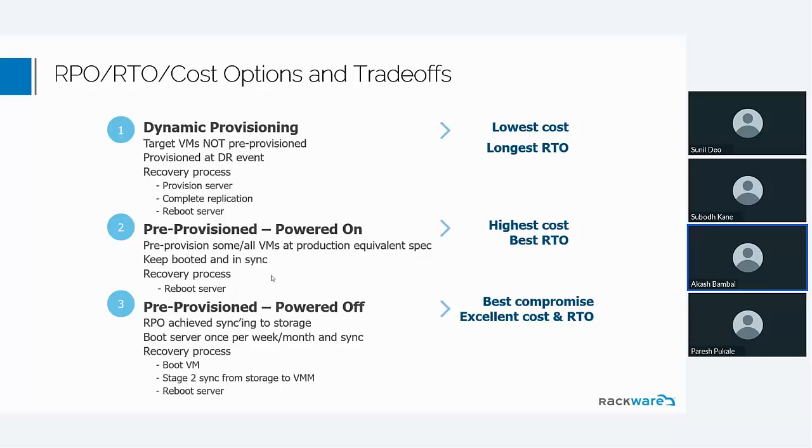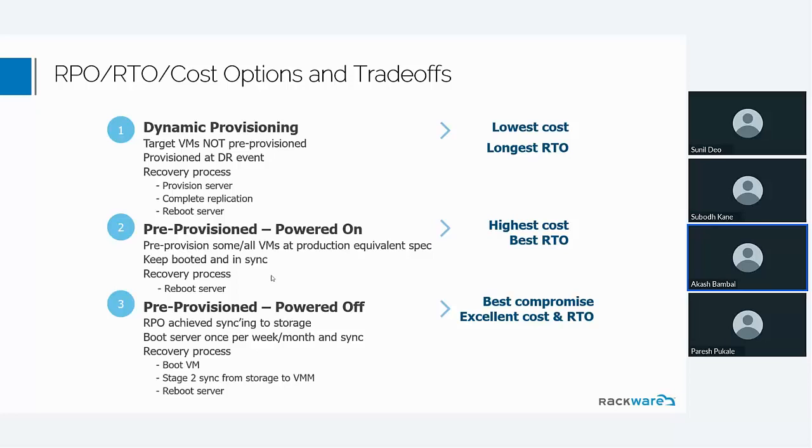Now, because the target server is almost always up and running, you get the best RTO here because the target server is available to you unless it is in a sync cycle, so it can immediately start acting as your production equivalent. But with the target servers always up and running, the computes and storage being used on your DR side, this also results in the highest cost. So for the workloads which are mission critical, for which you really cannot afford longer downtimes, you should go for pre-provisioned powered on workloads, but it results in the highest cost.